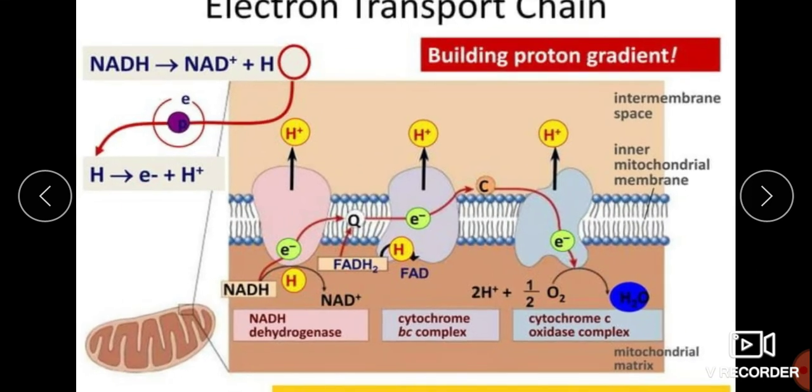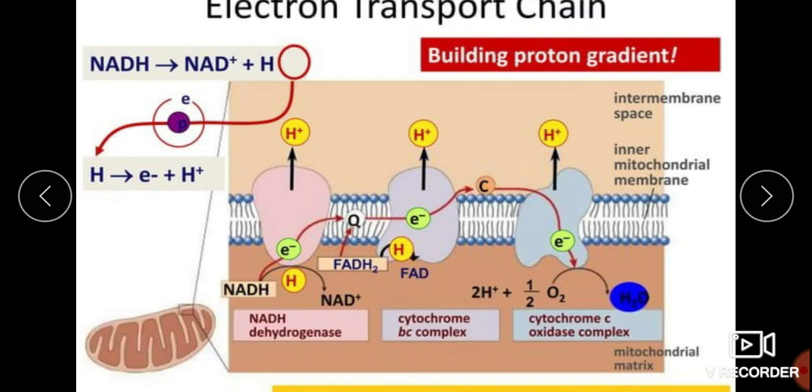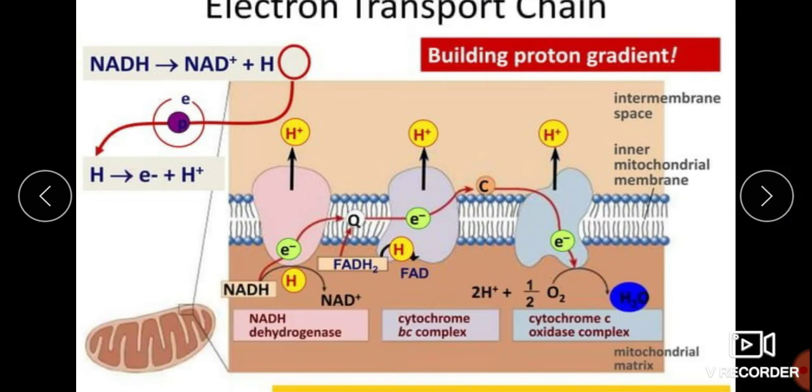These complexes or carriers are located on the inner mitochondrial membrane, and here this part is the mitochondrial matrix and this part is the intermembrane space.